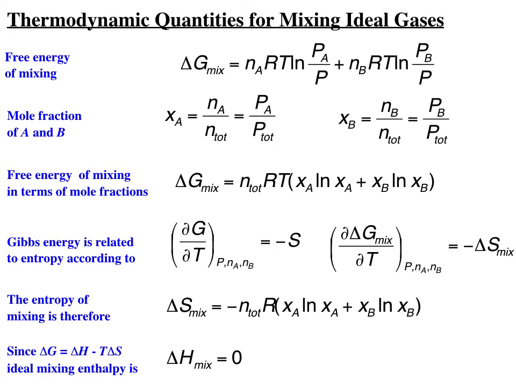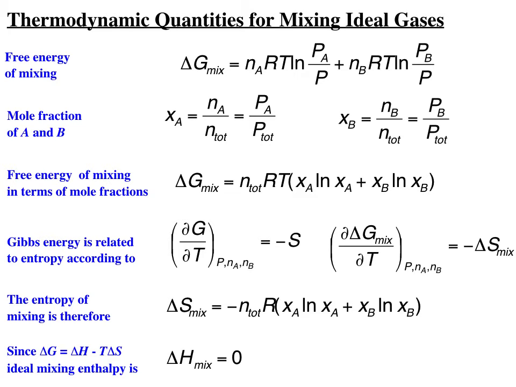Then I'll have NB times N tote over N tote in the second term by multiplying through by N tote over N tote. And that gives me N tote times XB in the second term. And also, if I put PA over P tote equal to XA and PB over P tote equal to XB, I can simplify the delta G of mixing to eliminate the pressures and express it only in terms of how many moles of each gas I'm mixing. The free energy of mixing two ideal gases is N tote RT times XA ln XA plus XB ln XB.